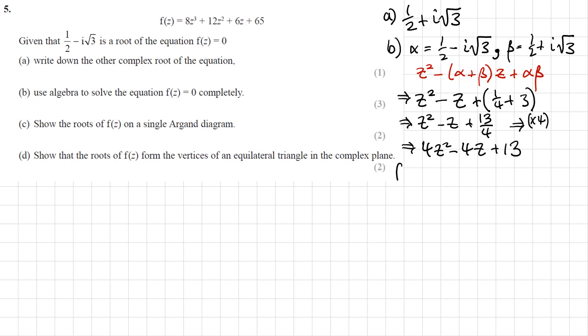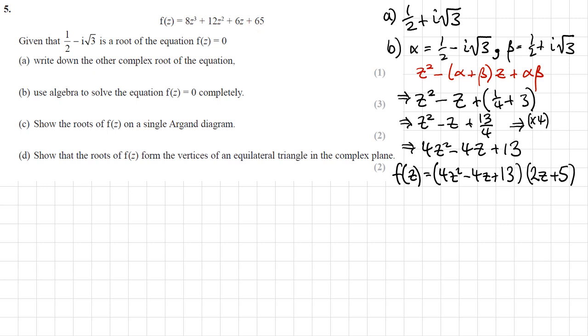Okay, so let's now find the other factors. So I know f of z can be written as this 4z squared minus 4z plus 13, and this is going to be times by something linear to ensure that I get these terms here. Now, the easiest way is to look at the first and the last term. So first of all, 4z squared times by what is going to give me 8z cubed? That's going to be 2z. It has to be 2z. And then the last term is going to be given by 13 times by something, and I want 65. So that last term has to be plus 5.